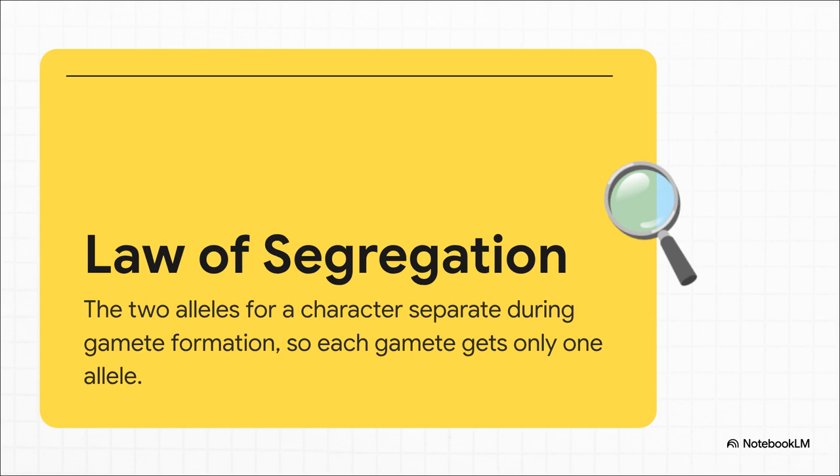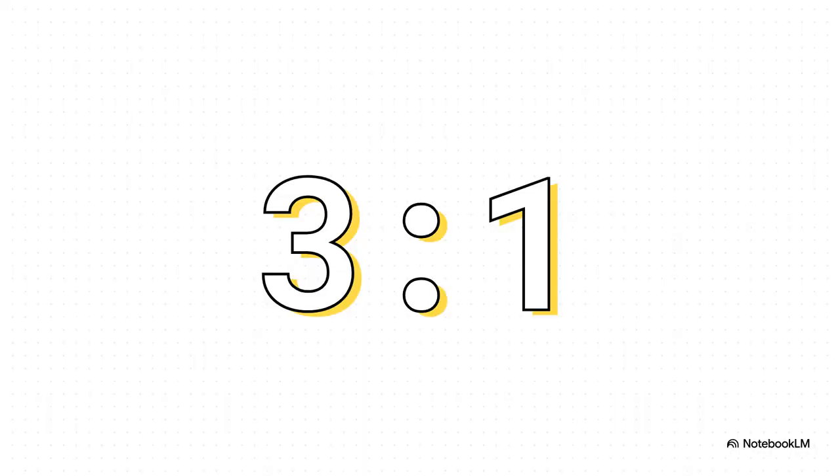This led him to his first law. The 2 factors for a trait must separate, or segregate, when you make reproductive cells. Each sperm or egg only gets one of the 2 copies. But here it is, the crucial piece of evidence, the smoking gun. It wasn't just that the short trait reappeared, it came back in this super specific, predictable way. For every 3 tall plants, there was exactly 1 short plant, a perfect 3-to-1 ratio. And he found this exact same ratio for all 7 traits he looked at. That just couldn't be a coincidence.